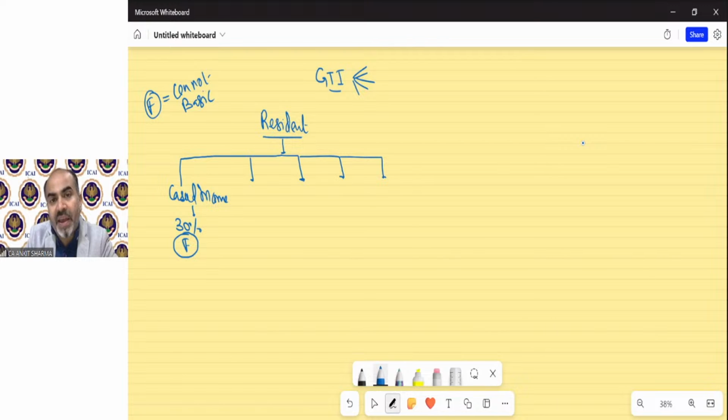Out of this GTI, what are we doing? We are just making parts of that GTI for the purpose of calculation of tax. So whatever casual income is in this GTI, which will be included in income from other sources, casual, other. So the casual income part will be separated for the purpose of taxability. Then long-term capital gain under section 112A. That is going to be taxable at the rate of 10%.